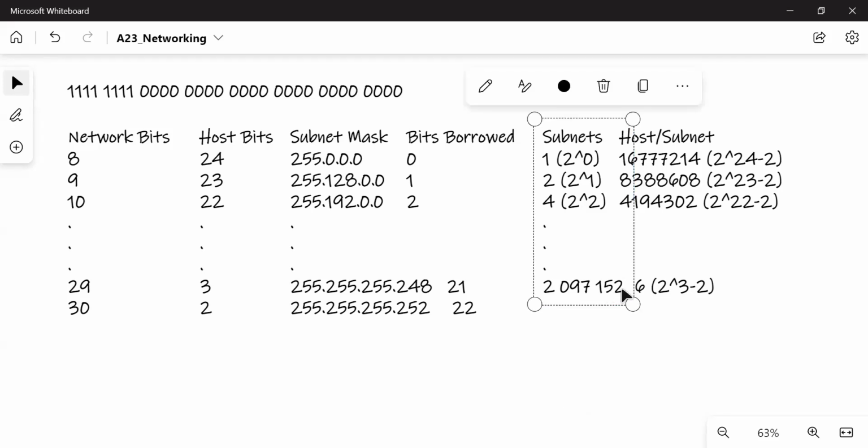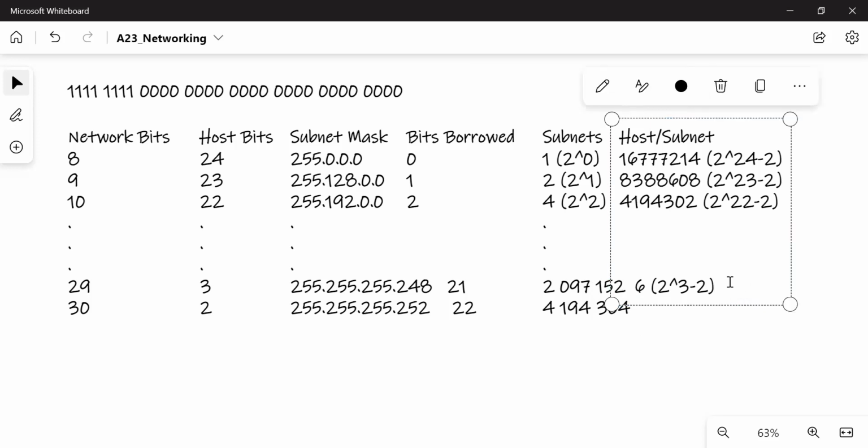So the number of subnets, the number of networks that we can create, will be 4,194,304. And now the number of hosts, the computers within the network, will be very small. It just becomes 2 to the power 2 minus 2, that becomes 2. This is the smallest number of computers you can have in a network. At least you have to have 2 computers.